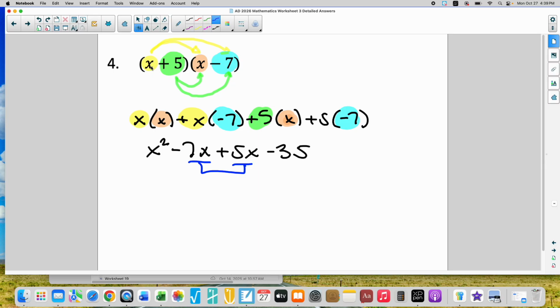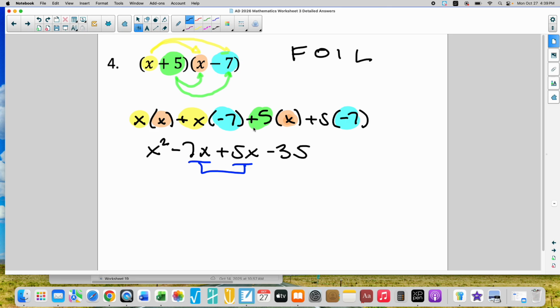Our firsts in both of the binomials are outside two, then inside two, and then the last of each of the binomials. F-O-I-L, first, outer, inner, last. These are the inner two. These are the outer two. These are the first of the binomials. Here are the last of the binomials. That's why they call it first, outer, inner, last.